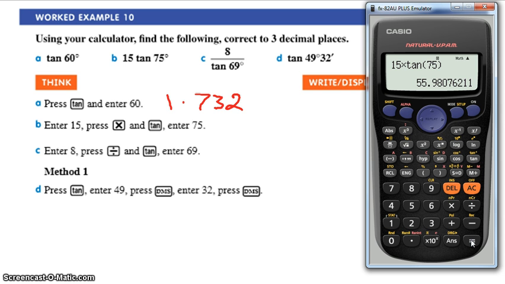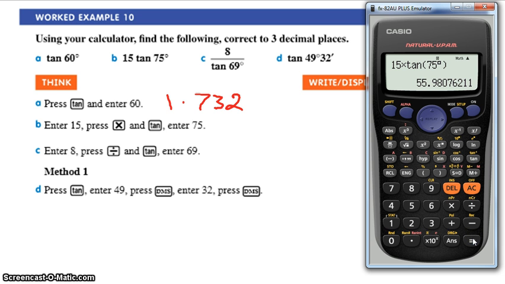You do not do the degree sign. You don't need to. The only time you use that is when you're doing minutes and seconds as well. Let's give it a go. 15 times 10 of, what was it? 75 degrees, close bracket, equals. Same answer.